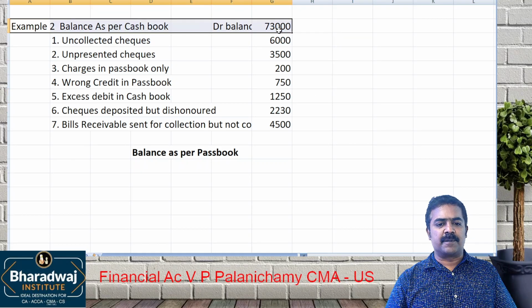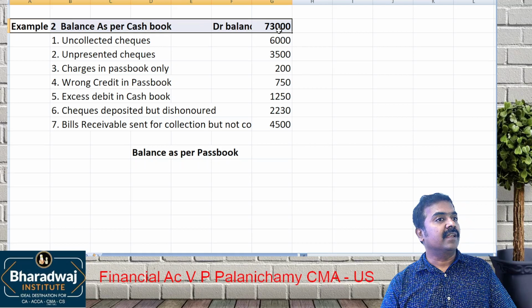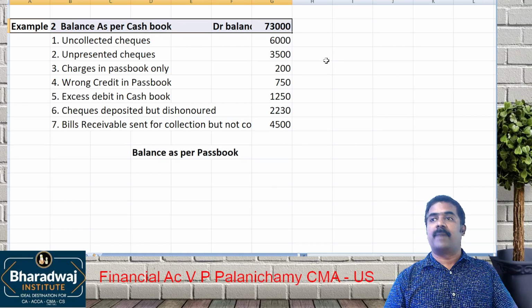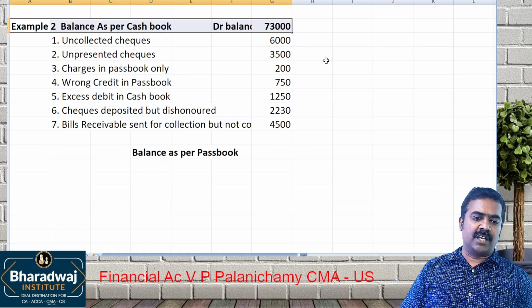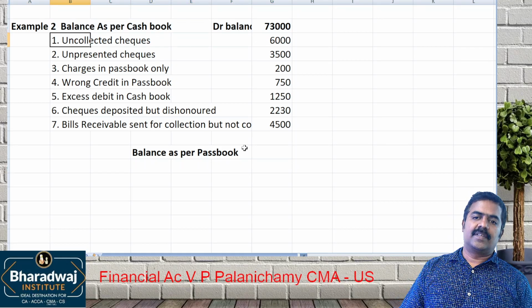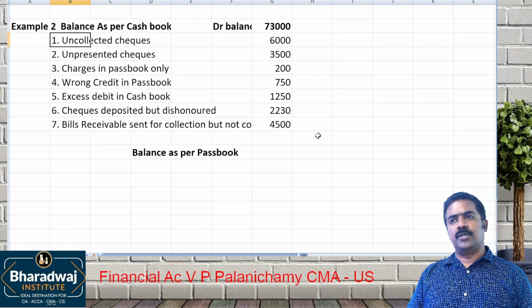This is a balance as per which one? Who are the customers? According to the banker, we would adjust. Try, think and try. No issues.